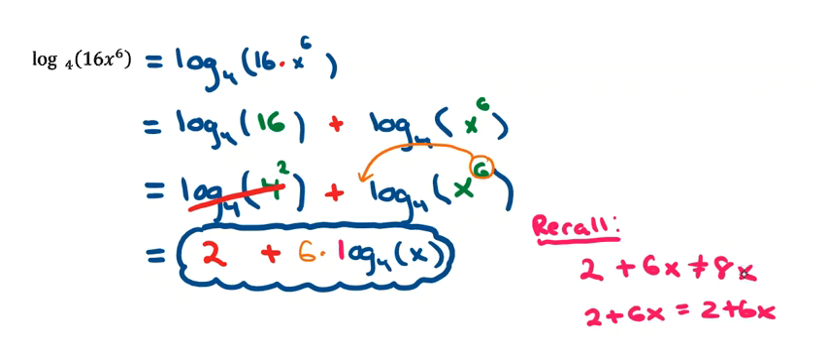And the same is true here. The number 2 and the term 6 log base 4 of x are not like terms, so we can't go any further with it. So 2 plus 6 times log base 4 of x is our answer here.